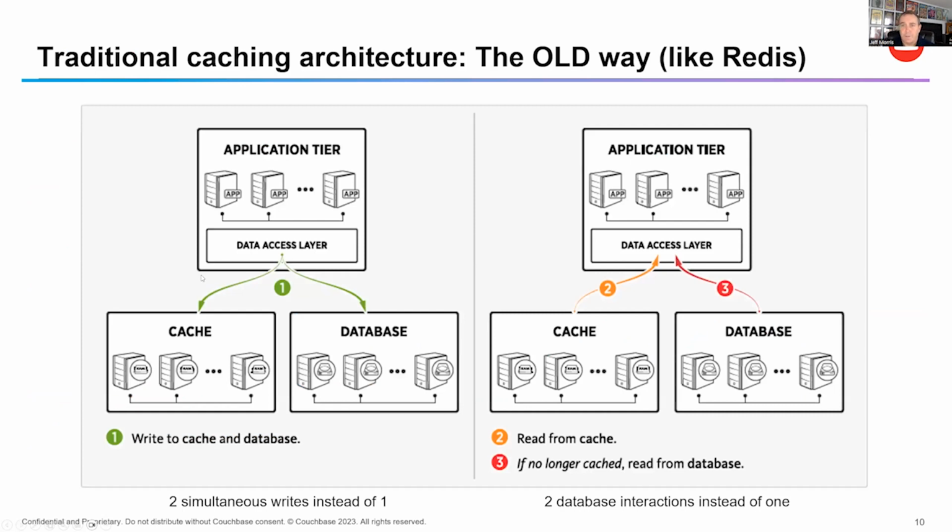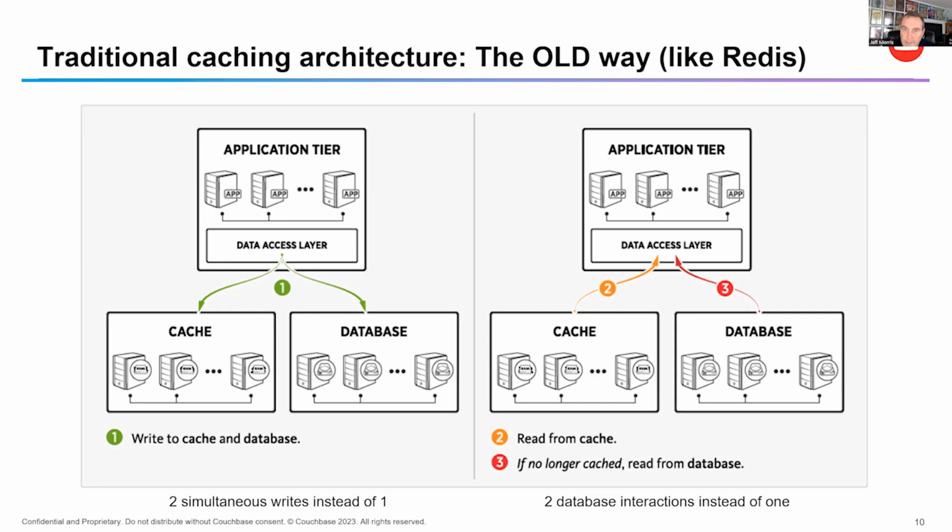But let's look at the traditional architectures that you might see and break these things down. Architecture number one is where the application could write to the cache and the database at the same time if the data is not there. So you get two simultaneous writes instead of a single one.